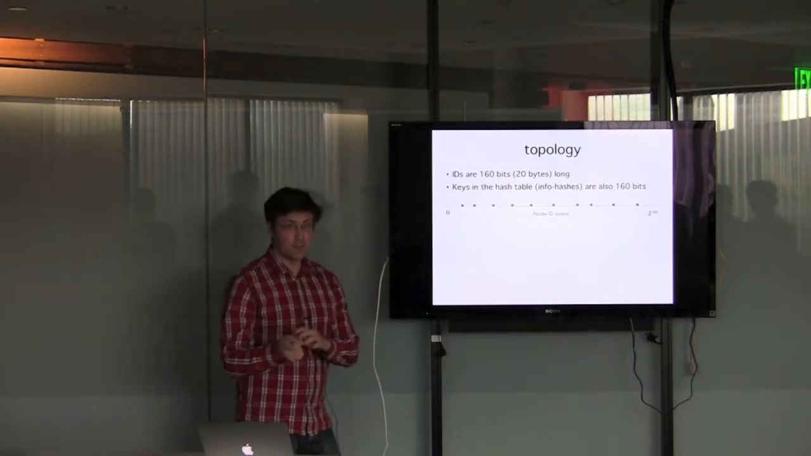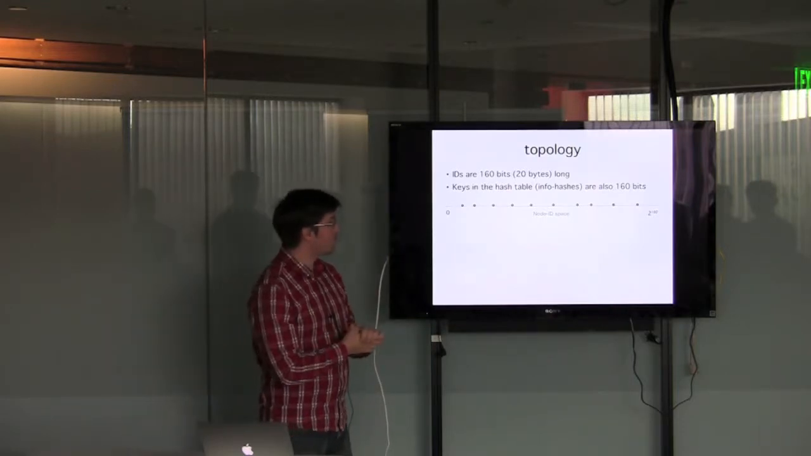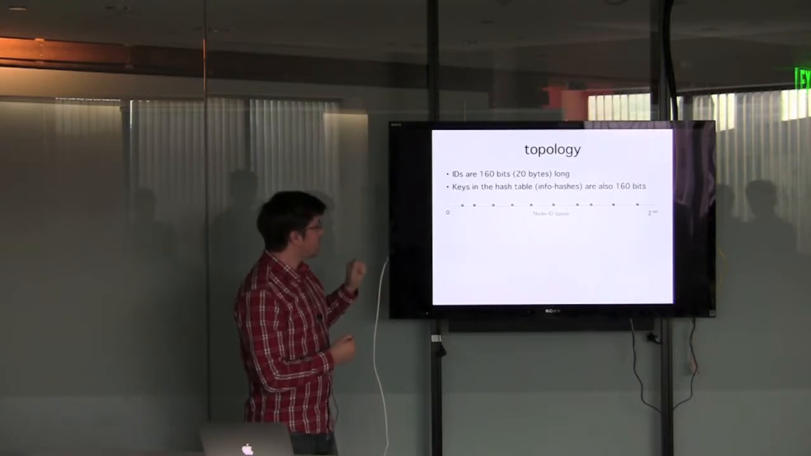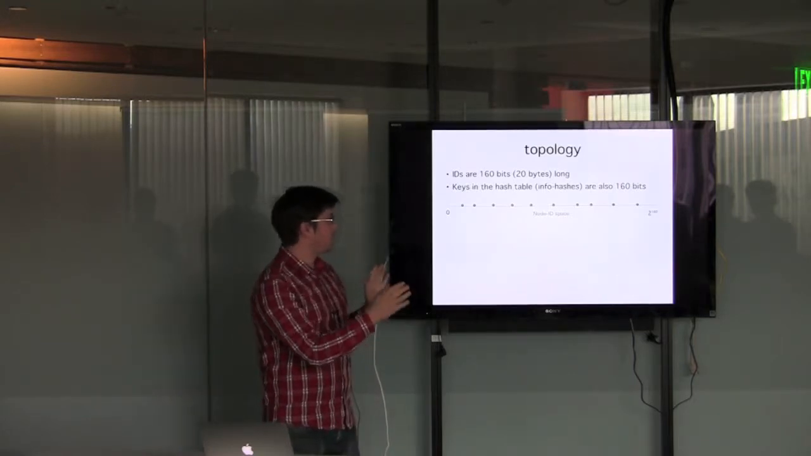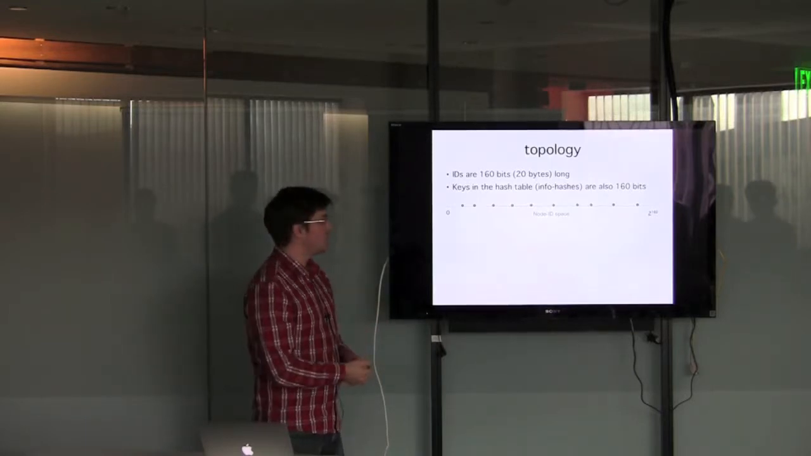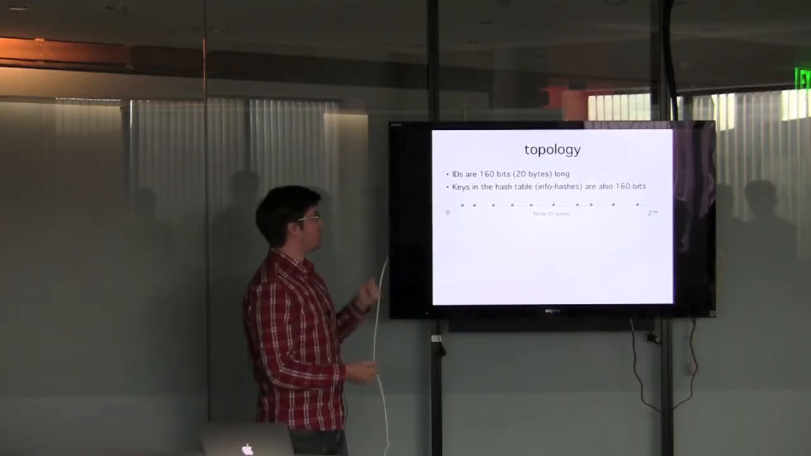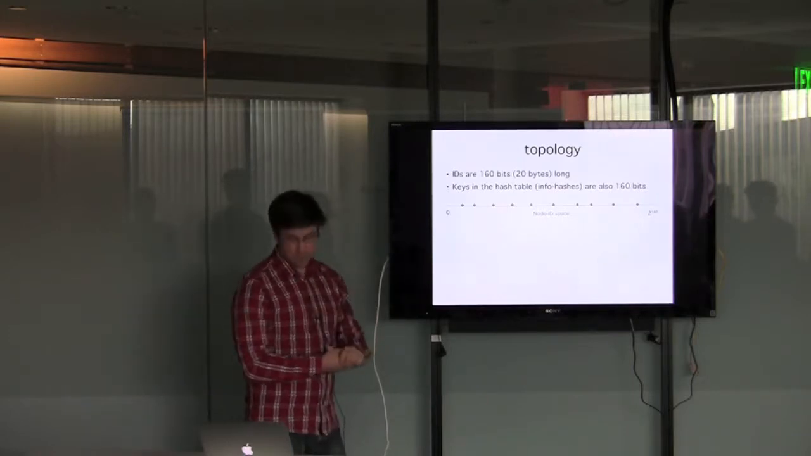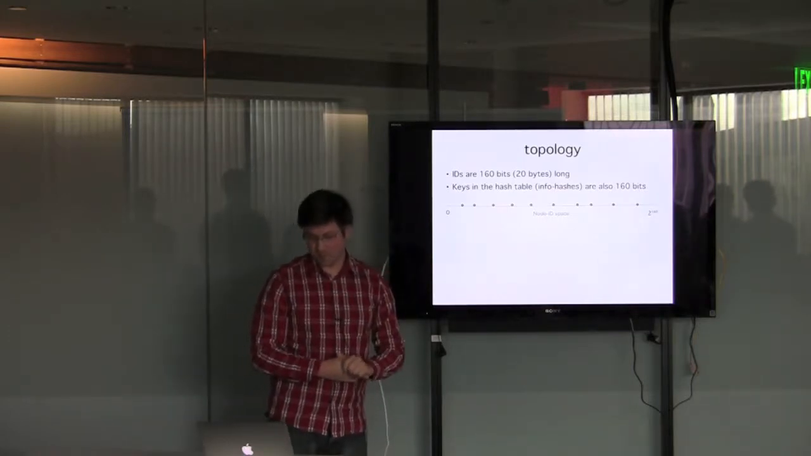One convenient property of using 160 bits or 20 bytes is that the node IDs have exactly the same size as an info hash. It's just a SHA-1 hash, which means that the node ID space is the same as the info hash space, which is not a coincidence.